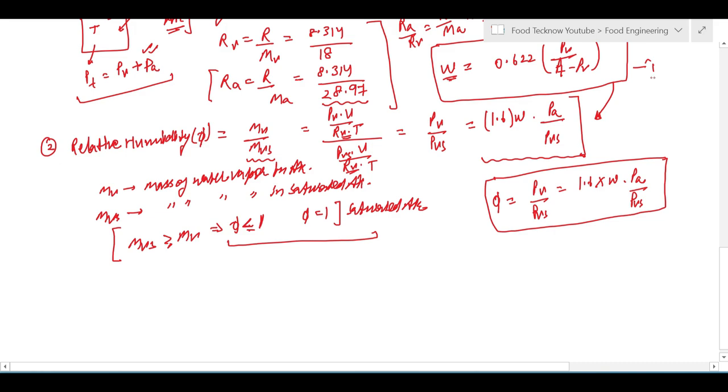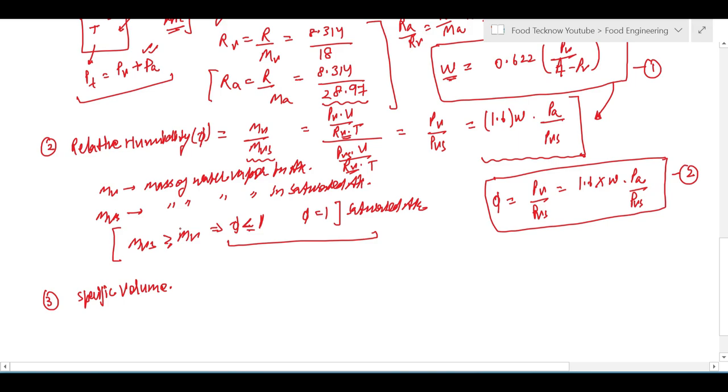ठीक है, एक तो हमने ये फॉर्मूला समझा था, एक हमने ये फॉर्मूला समझ लिया. Now we will be talking about our third formula, that is the specific volume. स्पेसिफिक वॉल्यूम का फॉर्मूला एक बार हम देख लेते हैं.